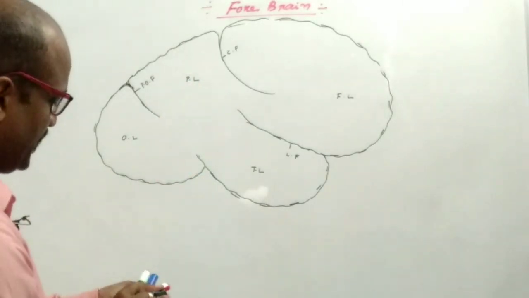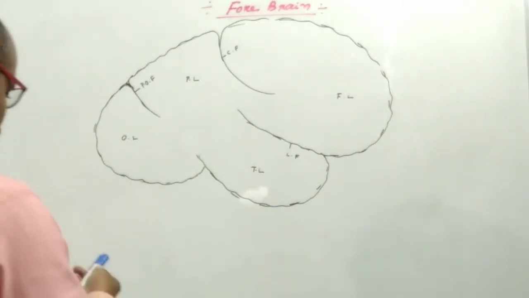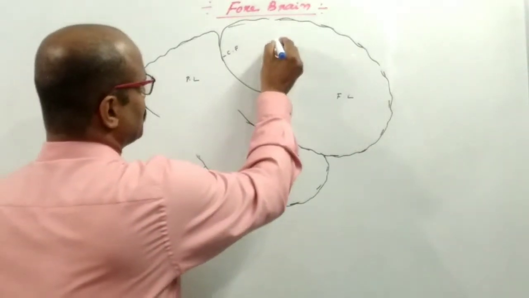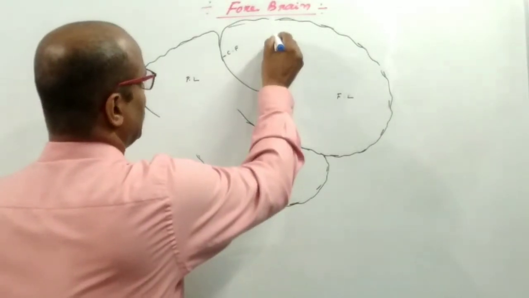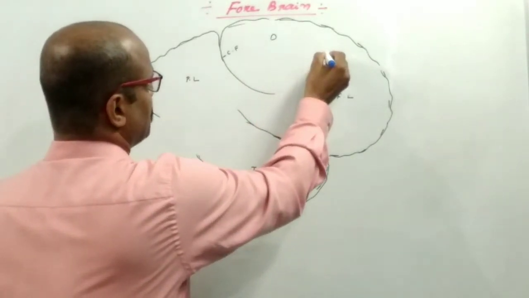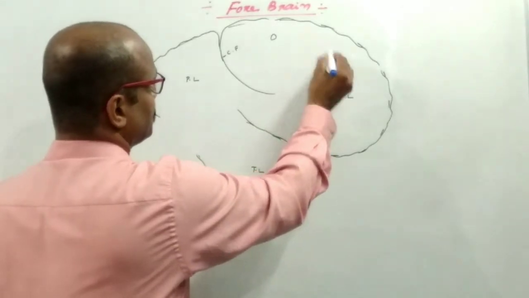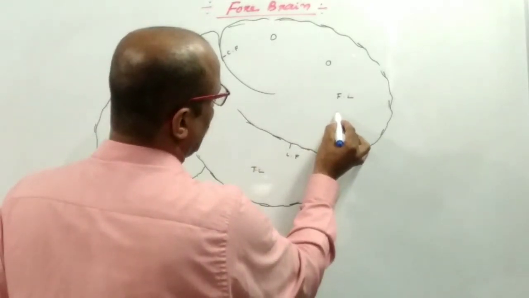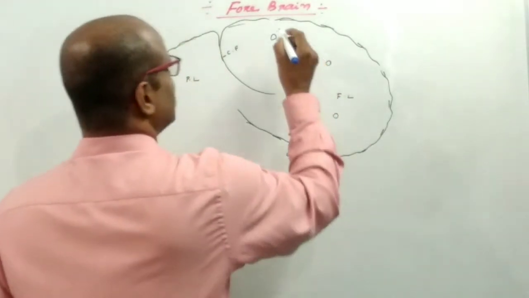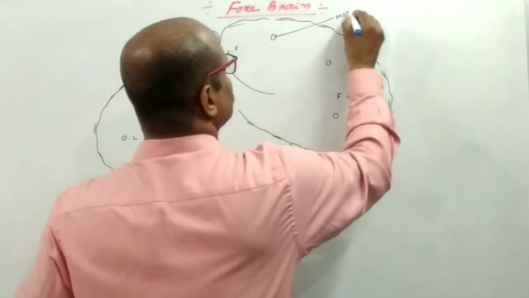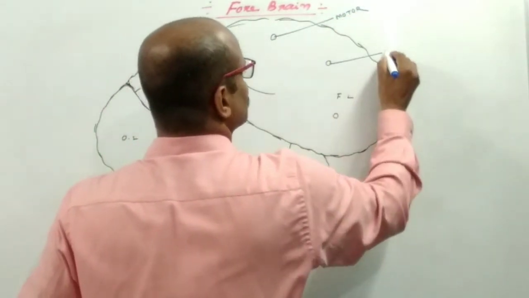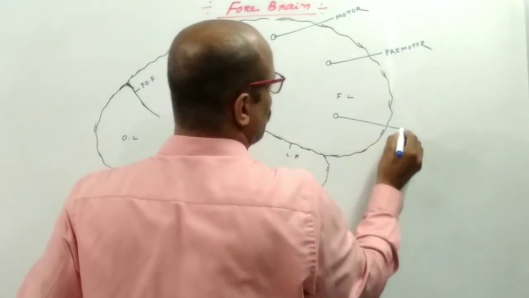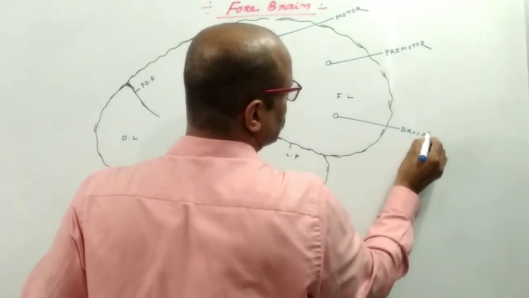The frontal lobe has different parts. Suppose that this is the motor area, this is the premotor area, and there is another area, Broca's area.